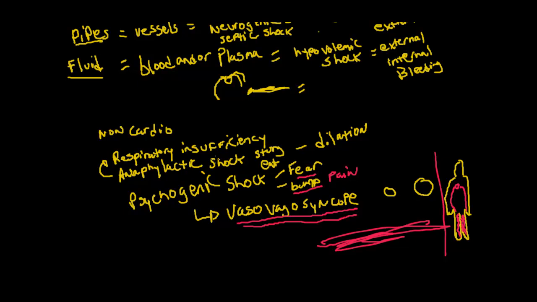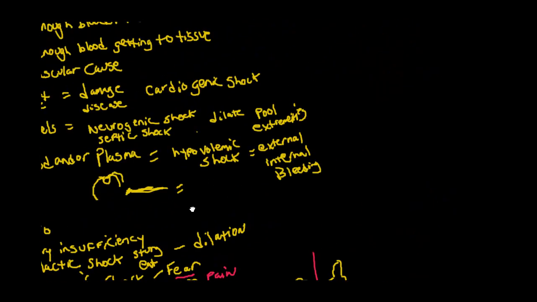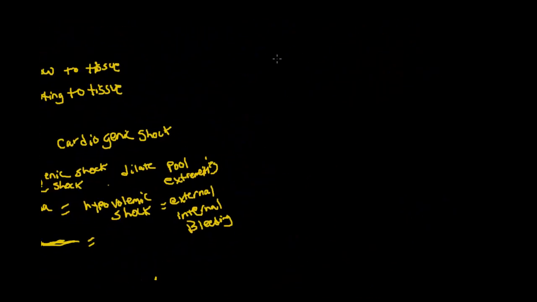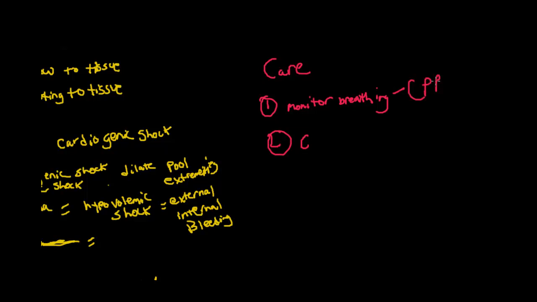So let's talk about how to care real quick. Let me move this over. So how do we care for this? And I'm going to give you a real general way to care for most cardio related shock. So cardiovascular related shock. You want to monitor breathing, and of course this will also relate to other forms of shock. You want to monitor breathing. If they're not breathing, you'll do CPR. You also want to control bleeding.